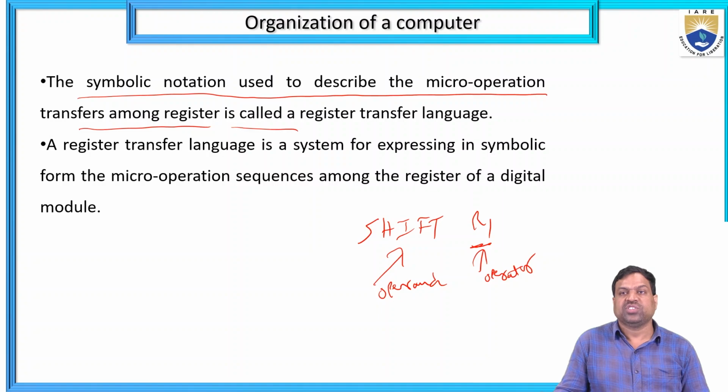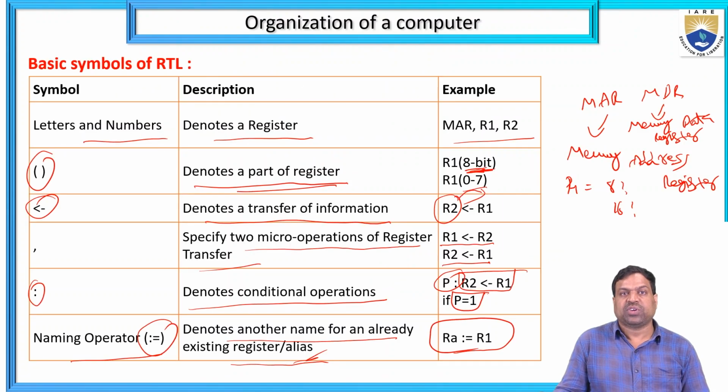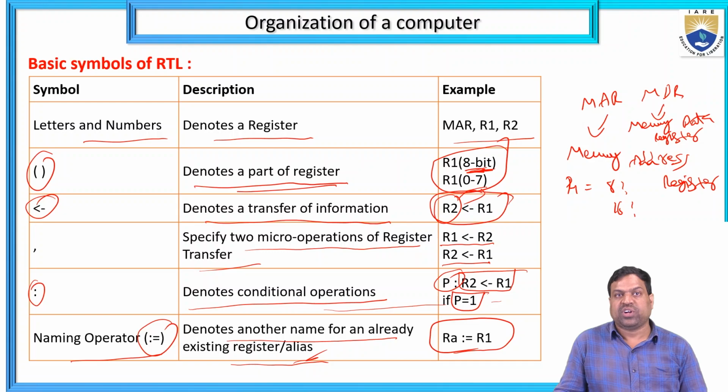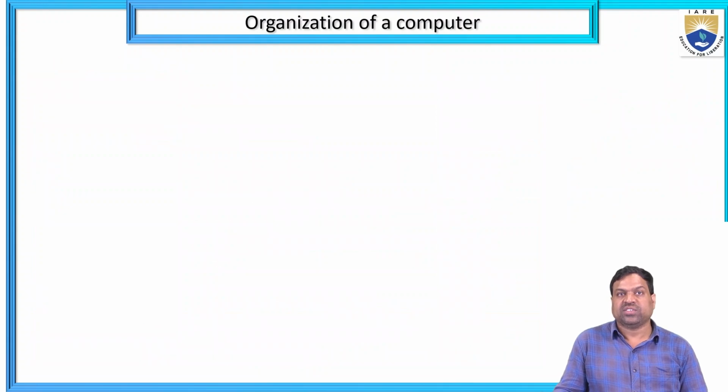A register transfer language is a system for expressing, in symbolic form, micro operation sequences among the registers of a module. So these are the register transfer language notations, such as the memory address register and memory data register, and it denotes a part of a register, showing the size of the register, 8-bit or 16-bit, and it denotes the transfer of information, R1 to R2 or R2 to R1, and conditional operations like R2 greater than R1 or if conditions like this, and another name for an already existing register is a register alias.